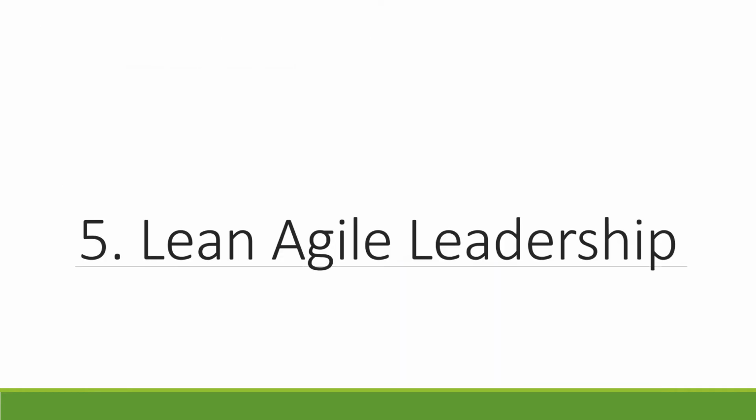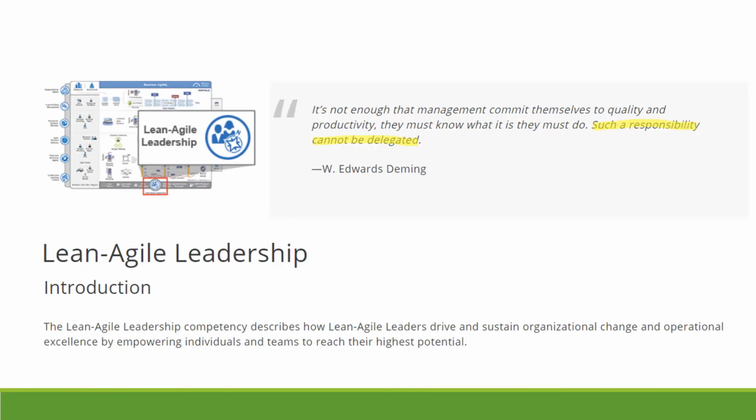The fifth competency is lean agile leadership, right? It's not enough that management commit themselves to quality and productivity. They must know what they must do. Such a responsibility cannot be delegated. The statement is coming from Edward Deming, one of the quality gurus. So the lean agile leadership competency describes how lean agile leaders drive and sustain organizational change and operational excellence by empowering individuals and teams to reach their highest potential.